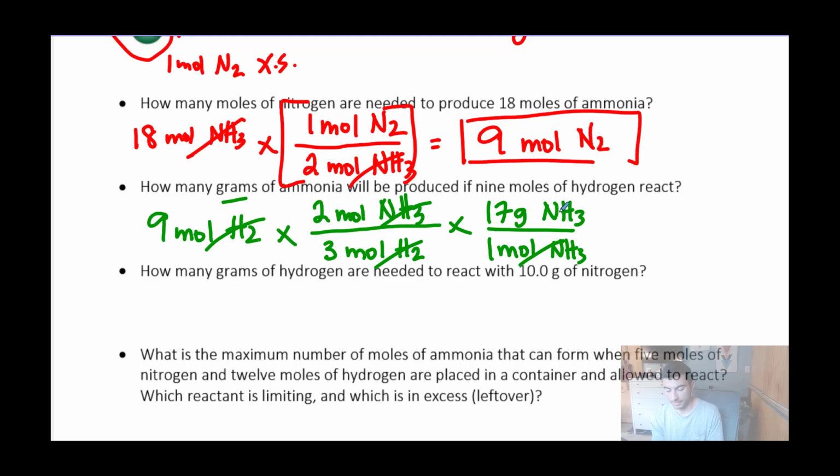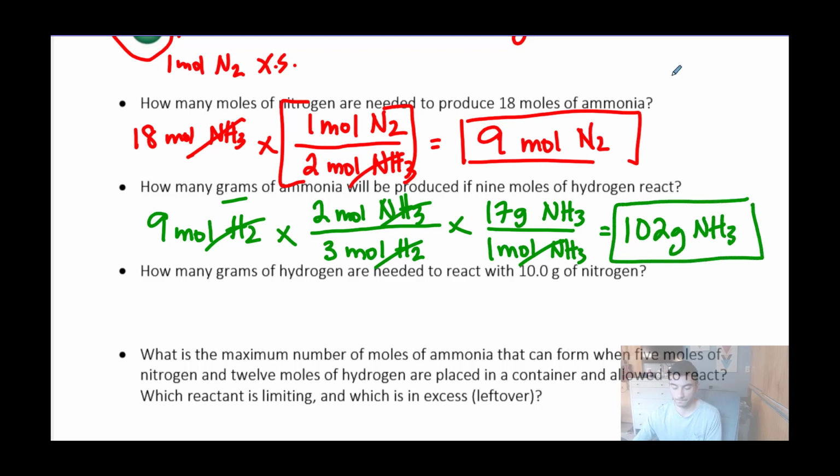So if we make sure our units cancel and then we plug all of that into our calculator, we should get 102 grams of ammonia.